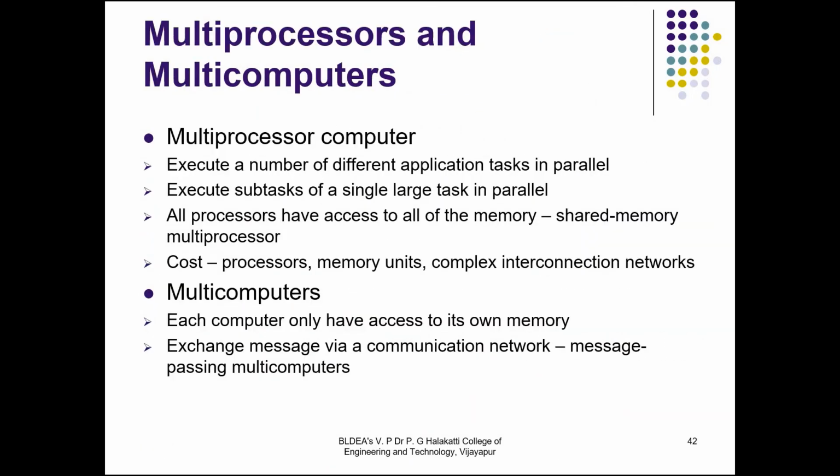Now coming to multiprocessor and multi-computer. A multiprocessor is a system with two or more central processing units that is capable of executing a number of different application tasks in parallel, and it can execute subtasks of a single large task in parallel. Now, all processors have access to all of the memory, so you can say it is a shared memory multiprocessor.